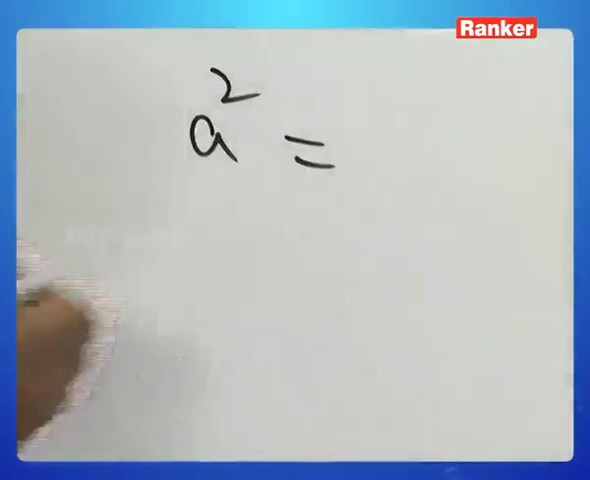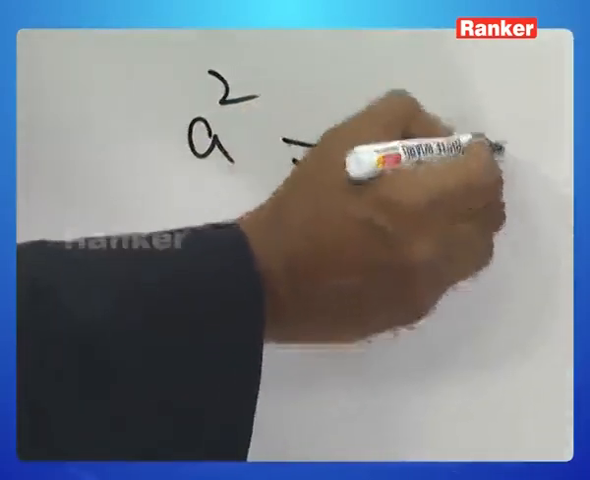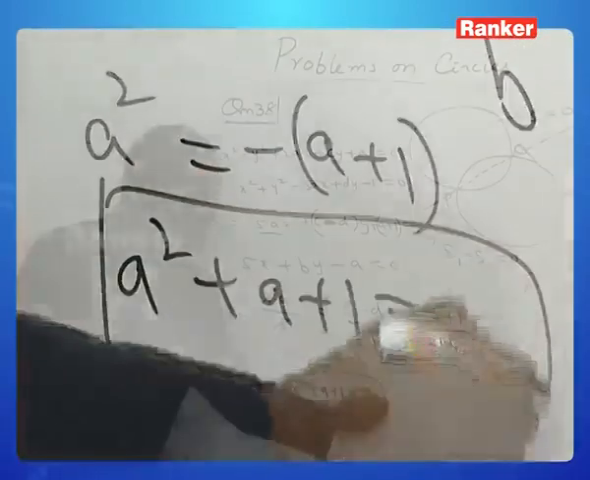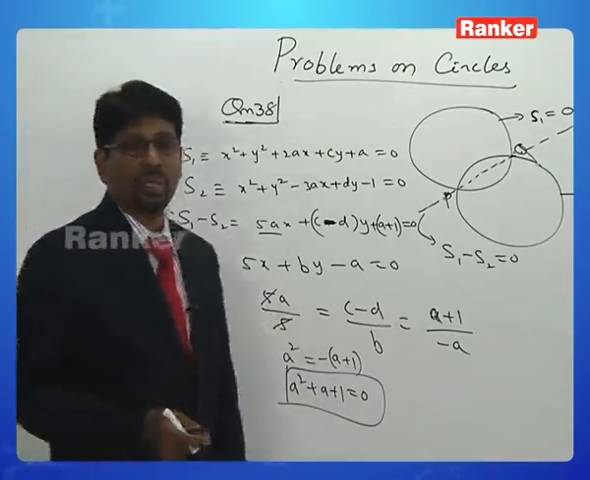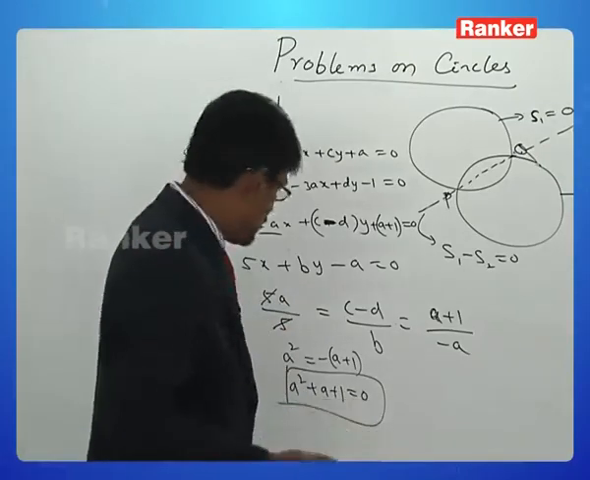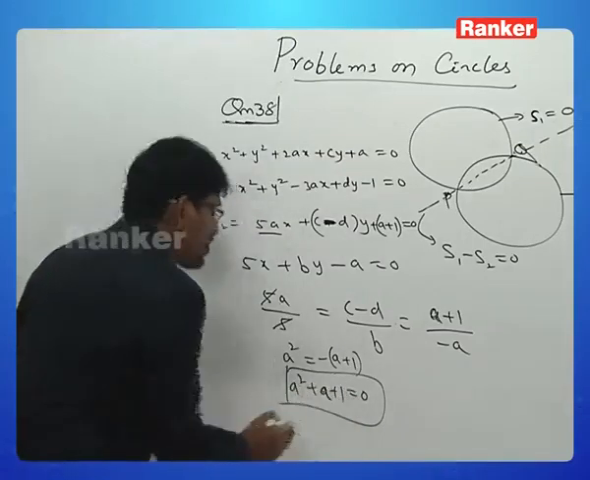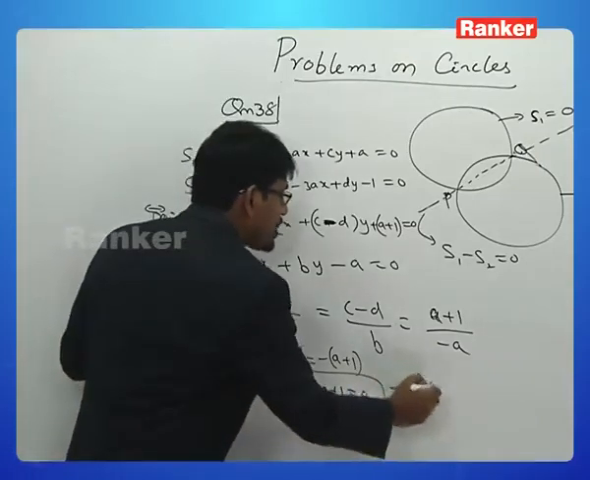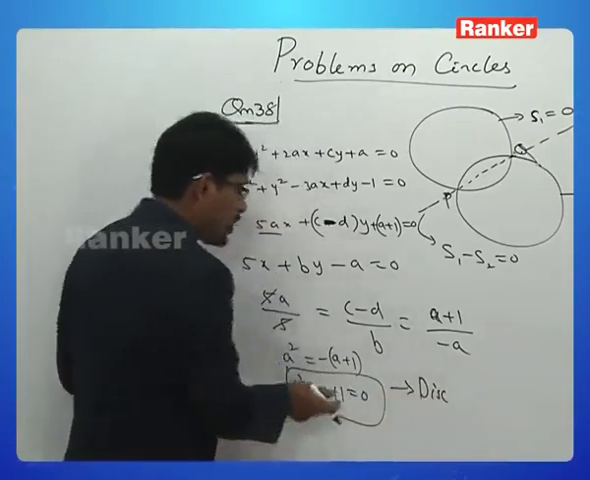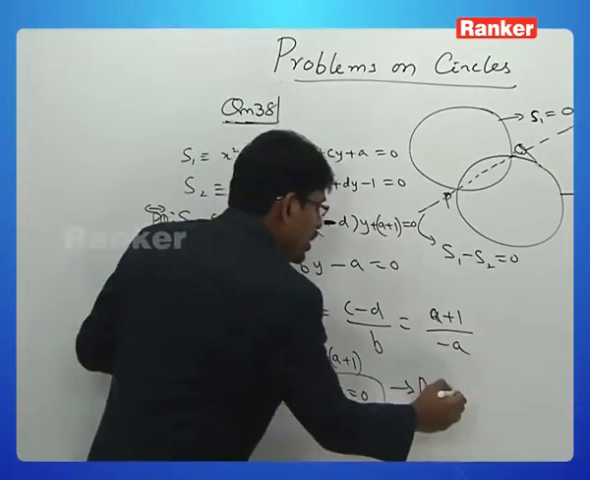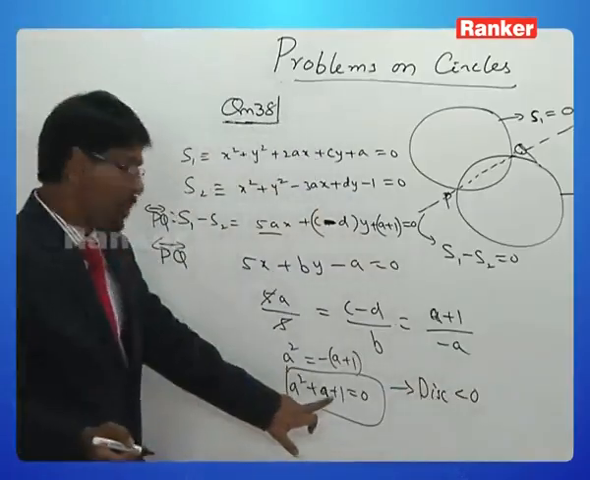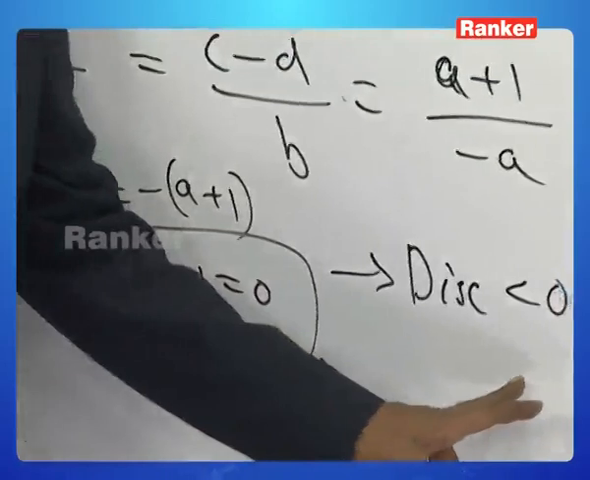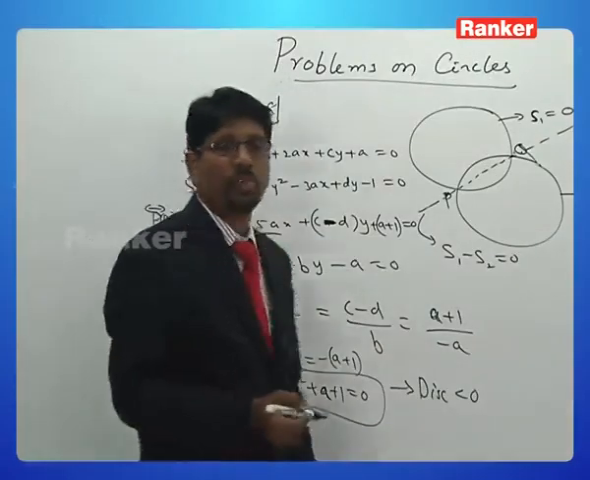So we will get that a squared should be equal to minus of a plus 1. In other words, a squared plus a plus 1 should be 0. Now this is a quadratic equation in a. What is a? A has to be a real number. Can any real number be satisfying this equation a square plus a plus 1 equal to 0? What is the discriminant of this? The discriminant of this quadratic expression is negative. Clearly, b square minus 4ac, 1 square minus 4 into 1 into 1, that's negative. So the discriminant is negative. Hence, no real value of a will exist.